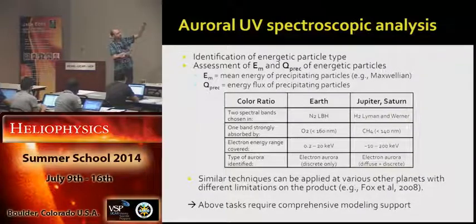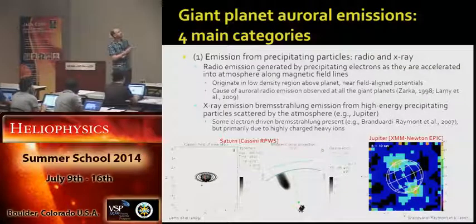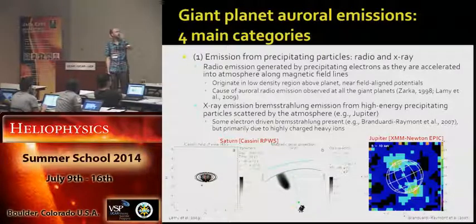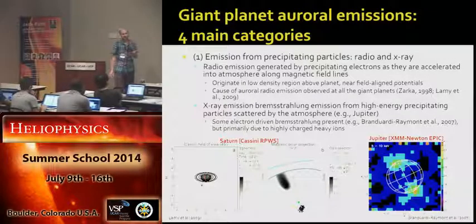And in order to back out some of these quantities, you usually need comprehensive modeling to go along with the observations. Okay, now let's go through 4 basic categories of giant planet auroral emissions. The first one is that the precipitating particles themselves will emit. And for example, you can generate radio emission as the electrons are accelerated into the atmosphere along magnetic field lines. So this is a cyclotron emission, similar to the discussion of synchrotron emission on Saturday, except these are non-relativistic particles typically.